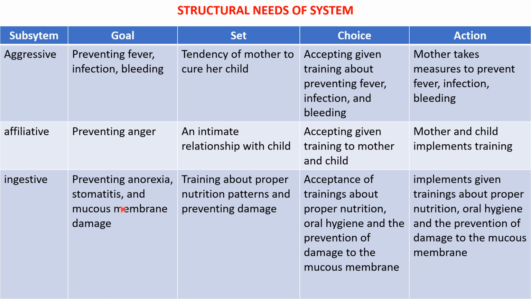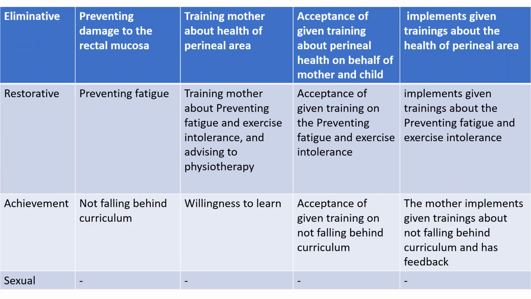Ingestive system we can take. There we are there to prevent the anorexia, stomatitis and the mucous membrane damage. The training we will be providing about proper nutrition patterns and preventing damage as a set, and the choice is their acceptance. And if they are implementing, that is the action. All the 8 subsystems we will be doing the goal, set, choice and action.